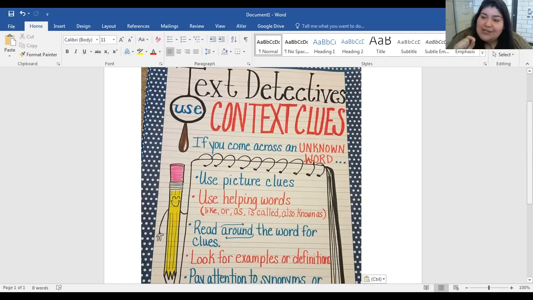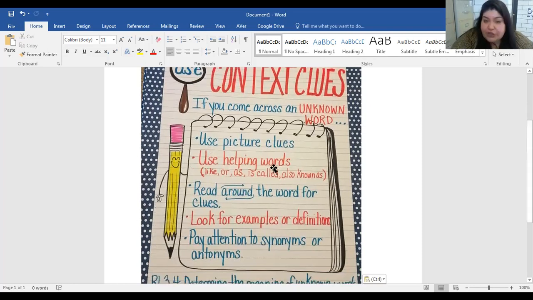When you look at context clues, you are trying to figure out based on what you have right in front of you. So when you come across an unknown word, use picture clues, so you use the picture. I know that whenever you're in reading groups, I'm always like, if you don't know that word, why don't you look at the picture? Look at the picture to help guide you. That is what you can do to help you with the context clue.